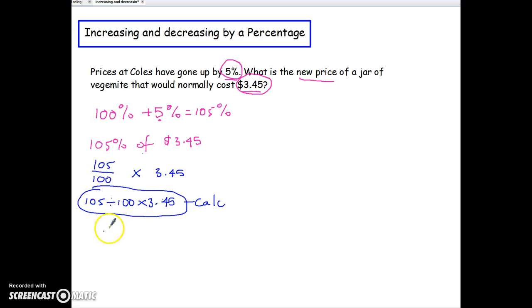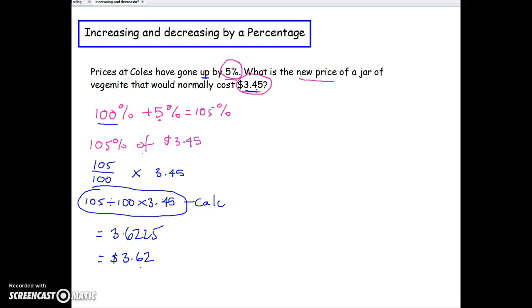You should then get an answer of 3.6225, which, putting it back into the context of our question, thinking about the fact that we're talking about the price of something, we'll put a dollar sign on it, $3, and we would have 62 cents. So our Vegemite has gone up from $3.45 up to $3.62. So anytime you are increasing, going up, we start with 100 and we add the new percentage, whether you're going up by 5% or 10% or whatever.